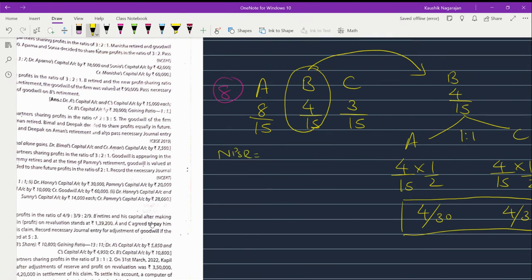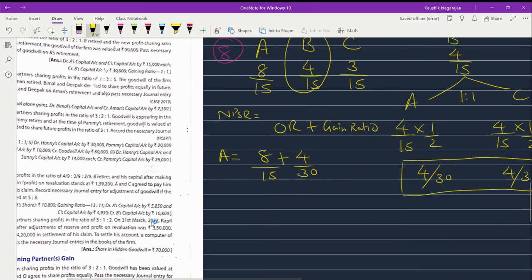Now you need to find out the NPSR. So for NPSR, the formula is your old ratio plus the gaining ratio. Old ratio plus gain ratio. So first let's calculate for A. For A, the old ratio happened to be as 8 by 15 plus the new ratio is 4 by 30. Now the LCM between 15 and 30 will be as 30. 15 into 2 is 30. 8 2s are 16. Plus 30 ones are 30 and 4 ones are 4. So this gives me 16 plus 4, 20 by 30.